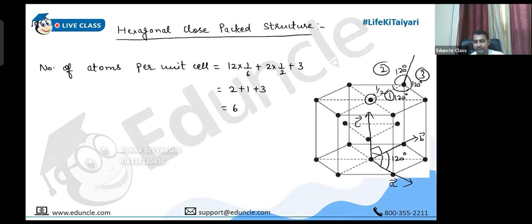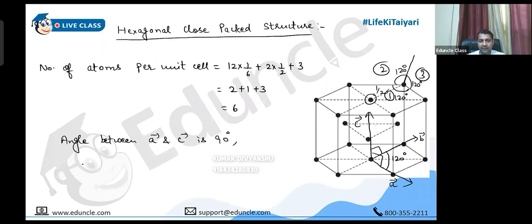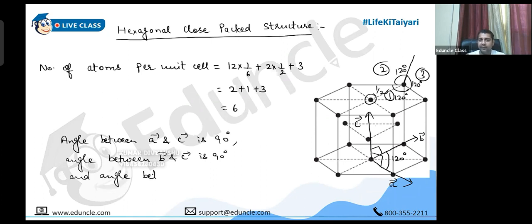Clear? Now, there is another important thing which is called the C by A ratio. But first of all, let us calculate the area of the bottom plane and hence the volume of this hexagonal unit cell. That is more important to us. But first, let me write that the angle between A and C is 90. And one more important thing: the lengths of A and B are equal, and they lie in the same plane. So A is equal to B, but not equal to C. Clear?